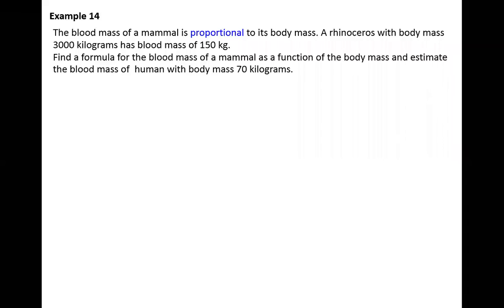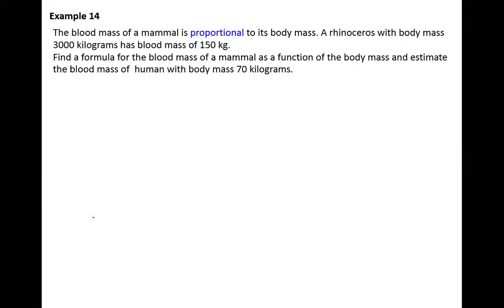The animal, I don't know, rhinoceros, I think. A rhinoceros with the body mass 3,000 kilograms has blood mass 150 kilograms. Find the formula for the blood mass of a mammal as a function of the body mass, and estimate the blood mass of a human with a body mass 70 kilograms.